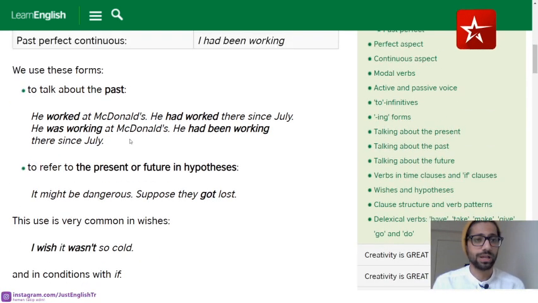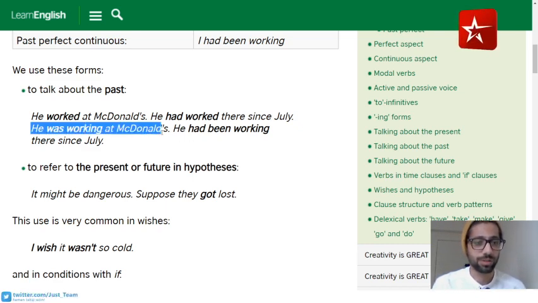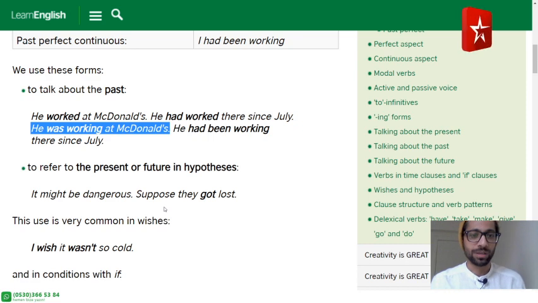So let's scroll down and see how it's actually applied. He worked at McDonald's. He had worked there. Here you've got the continuous: he was working at McDonald's, which means he's still working. It might be.